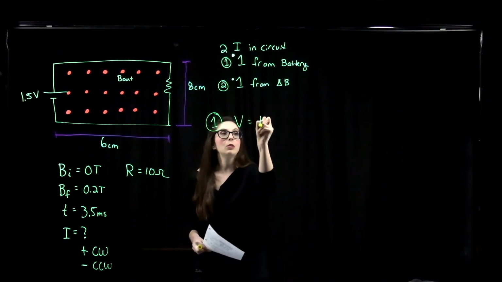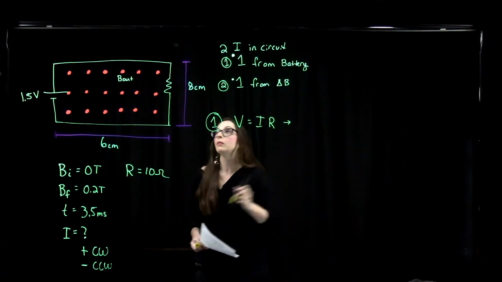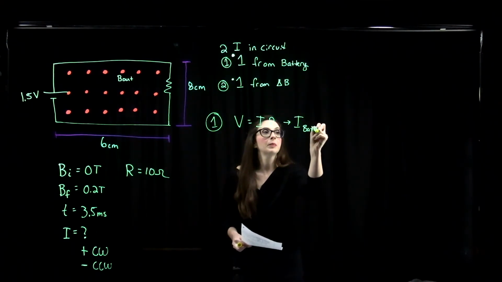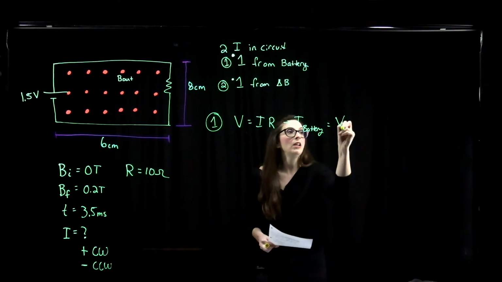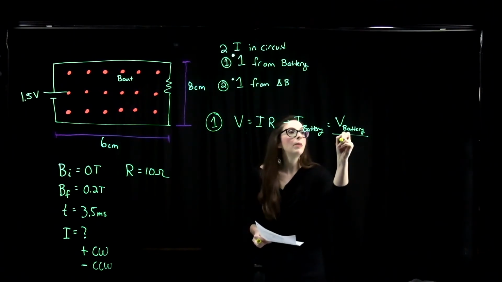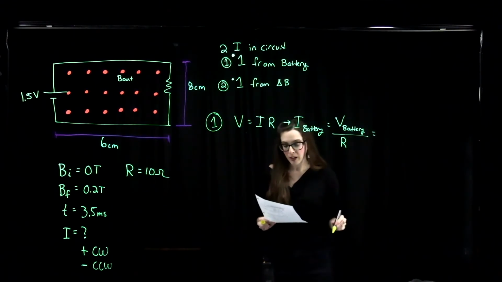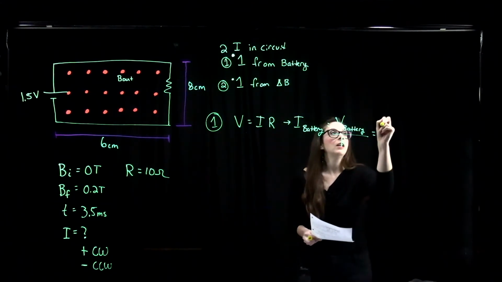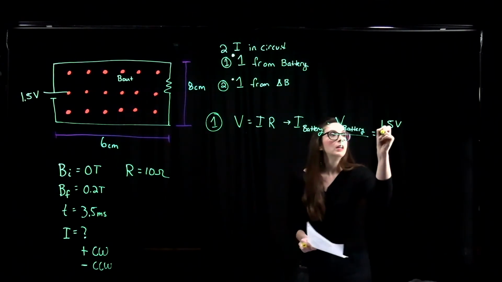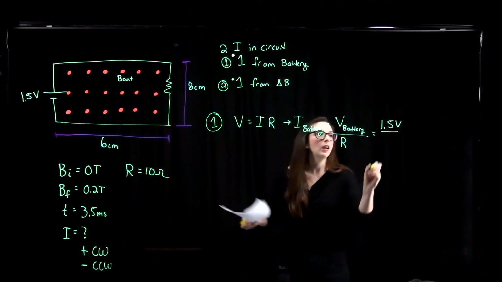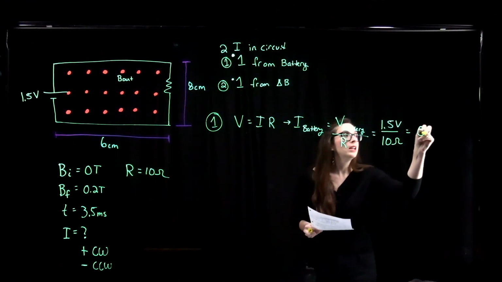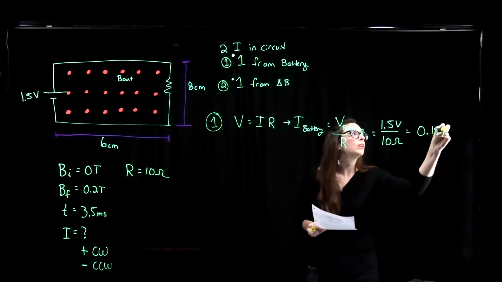Remember, V is equal to IR. So the current that's being supplied by the battery, I'm going to call that I battery, is going to equal V from the battery, potential from the battery, voltage from the battery, however you want to call it, divided by the resistance. So the current supplied by our battery to the circuit is going to be 1.5 volts divided by the total resistance of my circuit, which is 10 ohms. So the current supplied by my battery is 0.15 amperes.